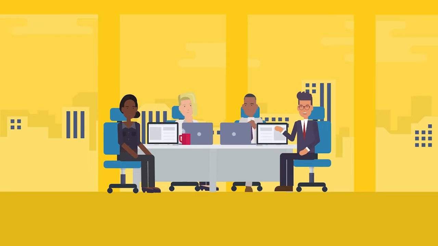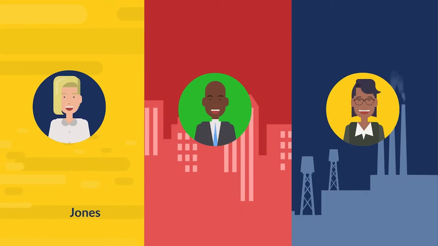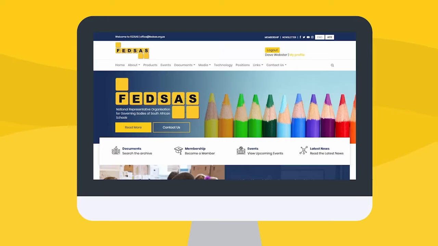Step 2. How to register the rest of your SGB, allowing them access to the FEDSAS website. With the new FEDSAS website, you have the ability to register each of your SGB members with their own username and password, unlike before where everybody shared the same login details. Once you have registered as organization admin, you will be logged in.